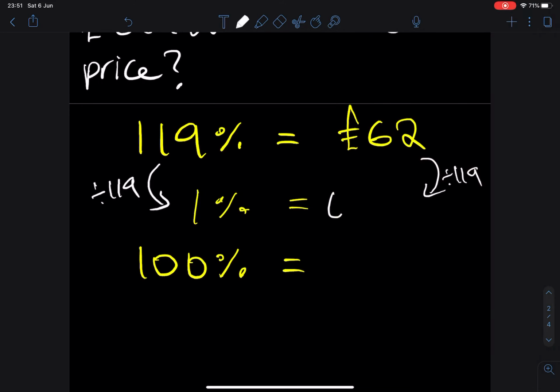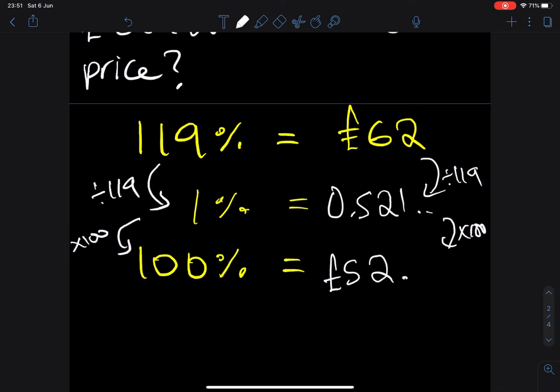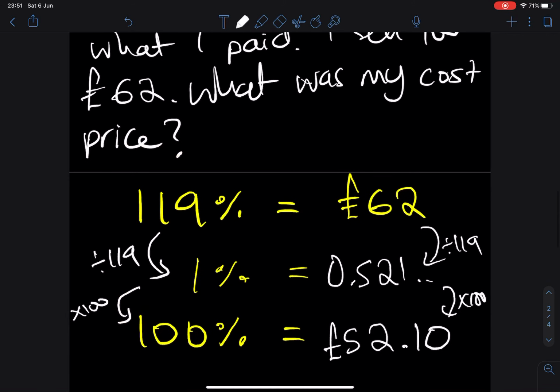0.521. So if I times that by 100, because I'm trying to work out 100%, I also times this side by 100, which gives me £52. And I can't remember exactly what it was. Let's say it's 10. Okay, so £52 and 10 pence.